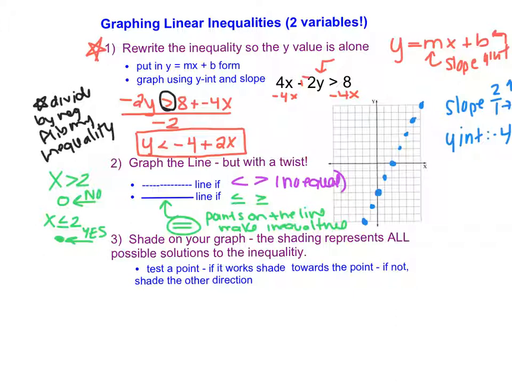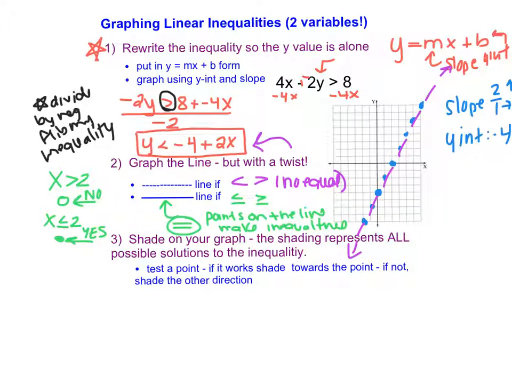So here, because we do not have the equal sign as a part of this, we just have a less than symbol, we are going to draw a dotted line through these dots. And that dotted line communicates that this line is an important boundary line, but then it also communicates that the points on the line do not make the inequality true. So that is the first way that graphing a linear inequality is different.